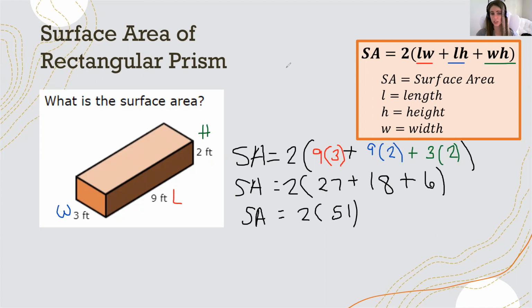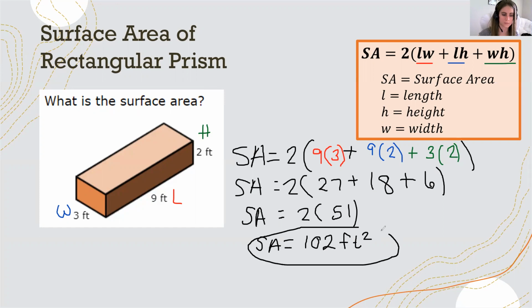The formula tells us 2, but the reason for that is because there are 2 of every different size of the side. So there's 2 end pieces, 2 sides, and then a top and a bottom. So 51 times 2 gives us 102 as our total surface area. And because it's area, it is feet squared.